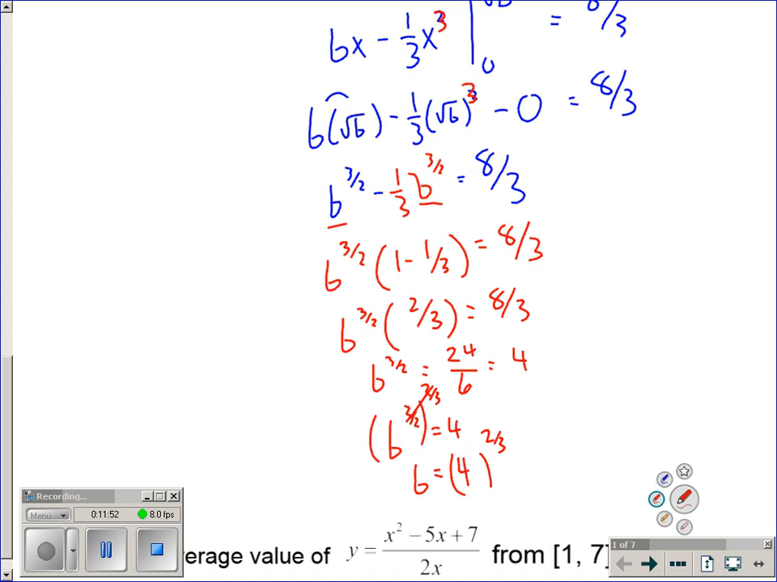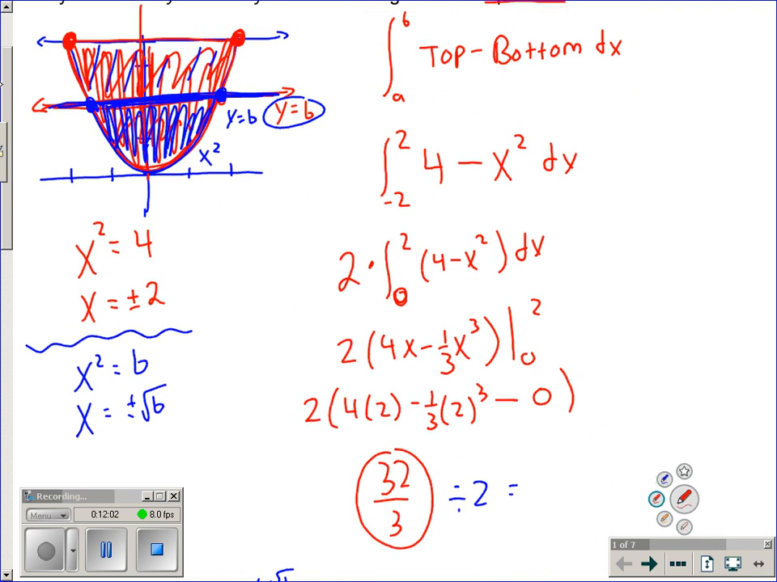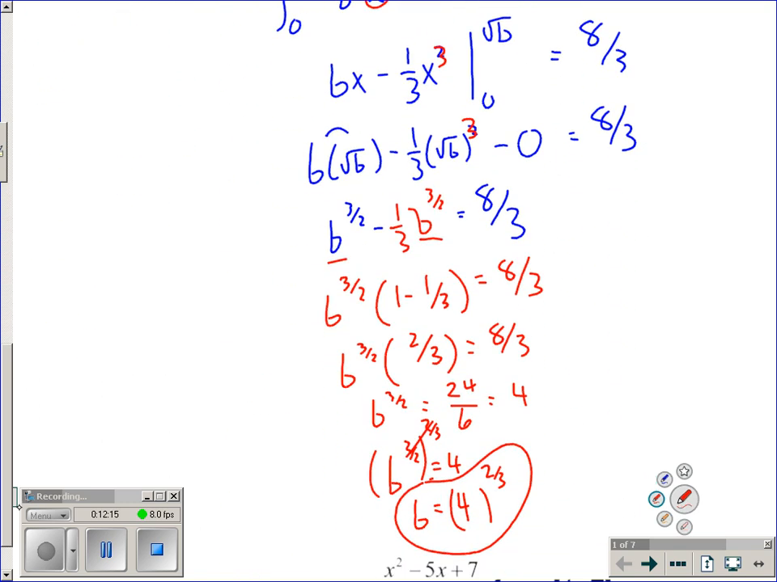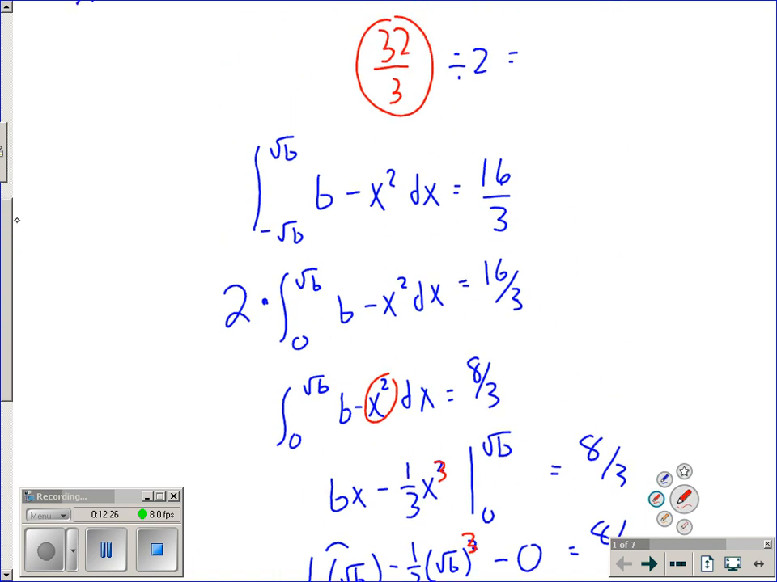It's not going to be a pretty number, so I'm okay with you just leaving it like that. So that is the y value, 4 to the 2/3 power. Okay, y equals 4 to the 2/3 power. That's the y value that's going to partition this into two areas of equal value, which I thought was a pretty fun problem. But anyway, you have a couple problems like that on your homework and on your weekly assignment.